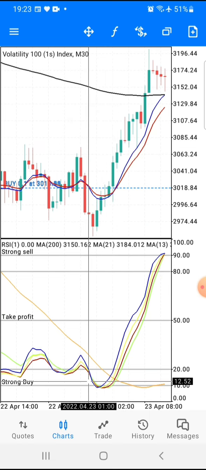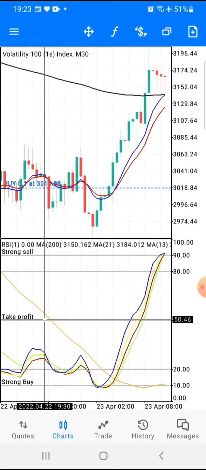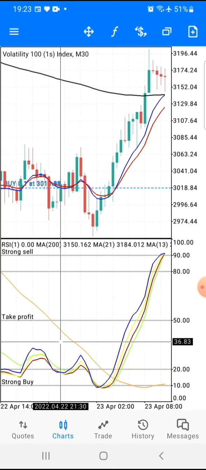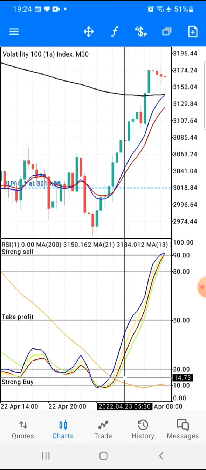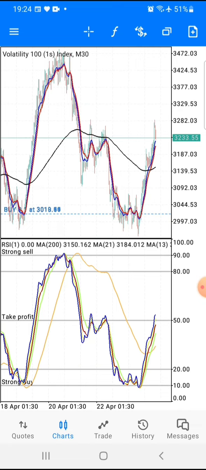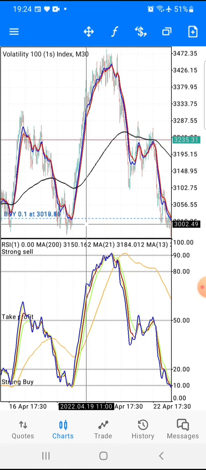And here it was showing a strong buy, and the 200 EMA, the orange one, crossed all of these lines, telling us that it's gonna buy, guys. Let's go back a little. For a sell, it's the same thing, guys.